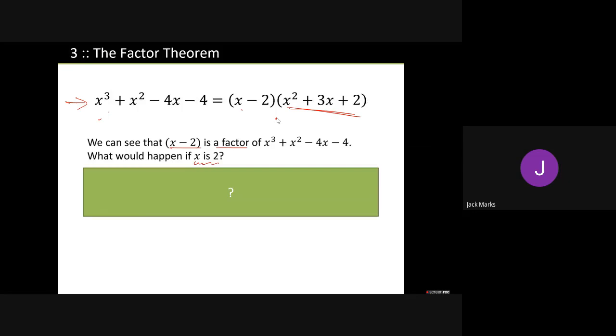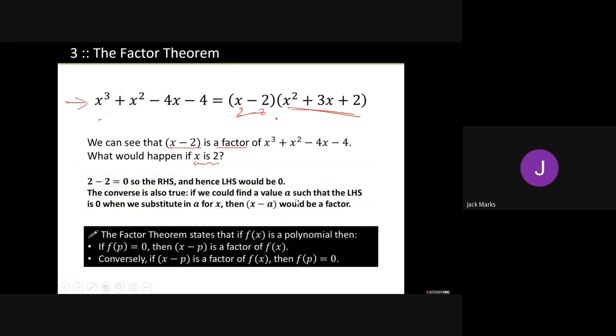Well, hopefully you spotted on the right-hand side, 2 minus 2 is going to mean it's 0 and you're multiplying by 0. So the right-hand side will be 0. But interestingly, and perhaps less obviously, the left-hand side will be 0 as well. This is essentially the factor theorem that you're seeing. So what does the factor theorem say?